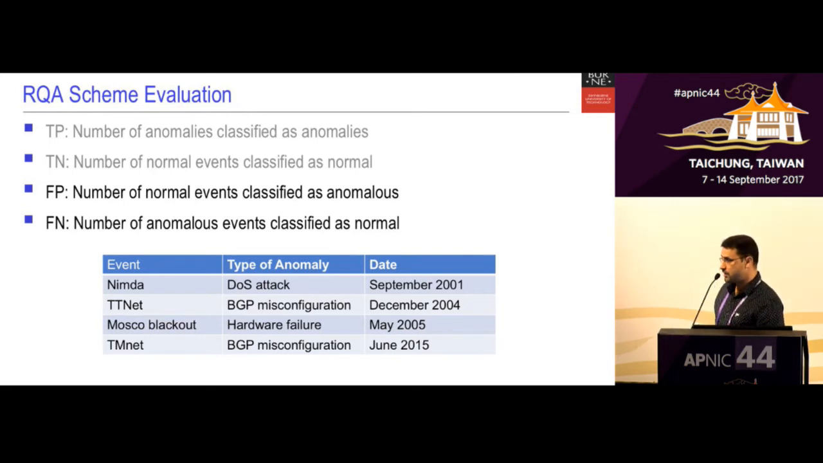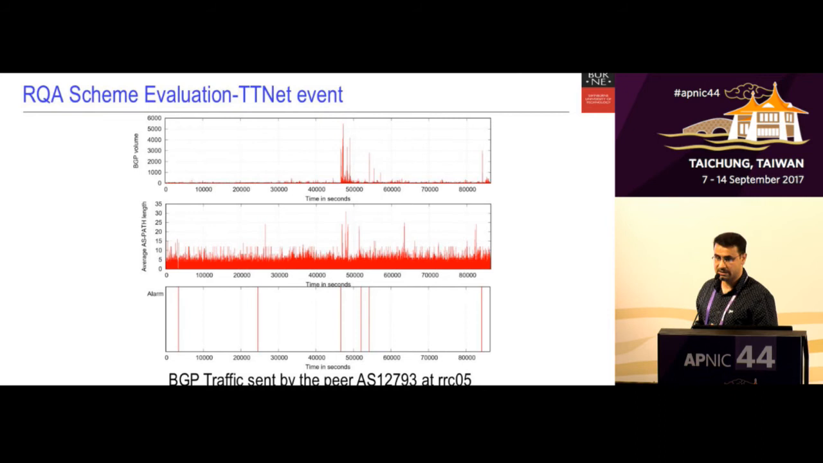So we test our RQA scheme on different types of BGP anomalies, such as denial of service attack caused by the NIMDA attack, TTNet as a type of misconfiguration, TMNet as another type of misconfiguration, and the Moscow blackout. Here is an example for our detection scheme. How can RQA detect the anomaly for TTNet? Here we can see that RQA can detect 1, 2, 3, 4, 5, 6 alarms during this event.